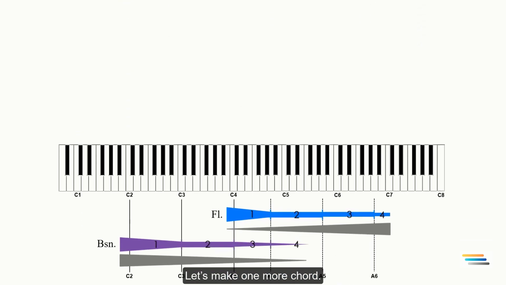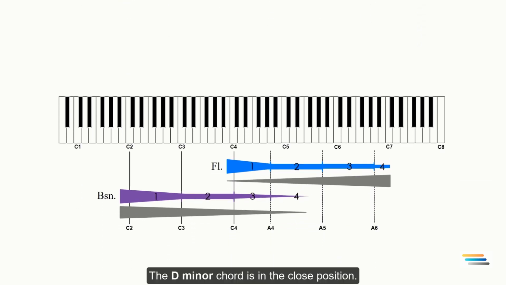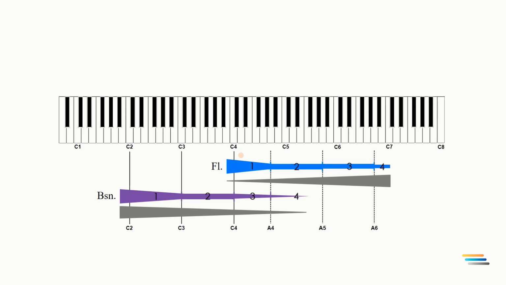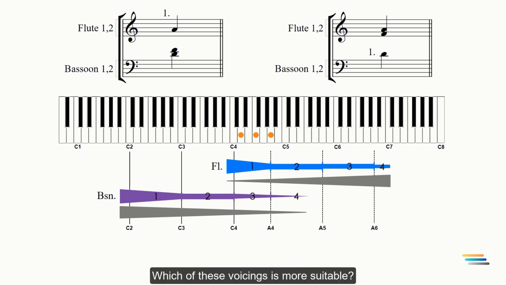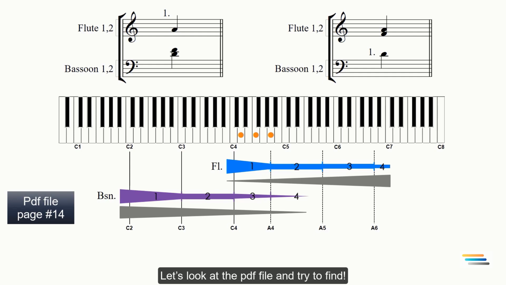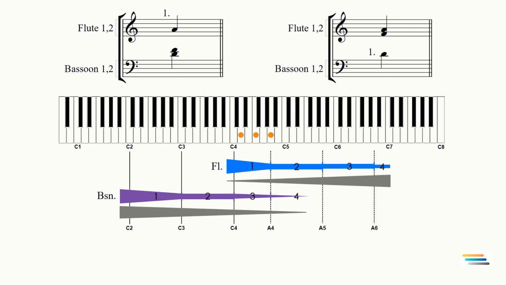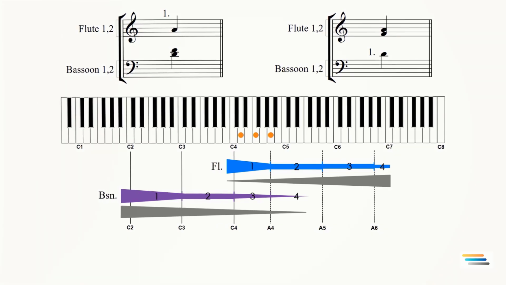Let's make one more chord. The D minor chord is in the closed position. What do you think? Which of these voicings is more suitable? Let's look at the PDF file and try to find out. Both can be used.